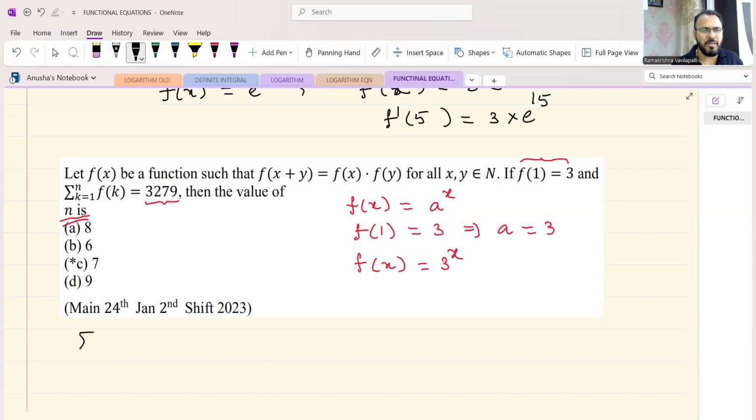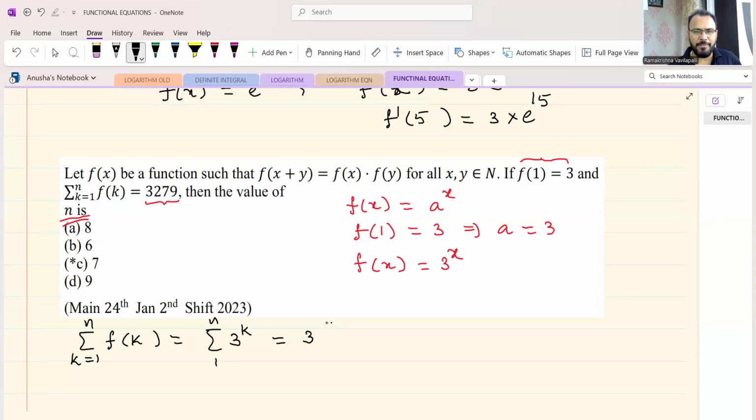Sigma k equal to 1 to n. What is f of k? It is nothing but 3 to the power of k. F of x equals 3 power x, f of k equals 3 power k, f of a equals 3 power a. Just the variable is changed. So now I can write this as: first term is 3, second term is 3 square, third term is 3 cube, up to n terms. So it is the sum of n terms of a GP.